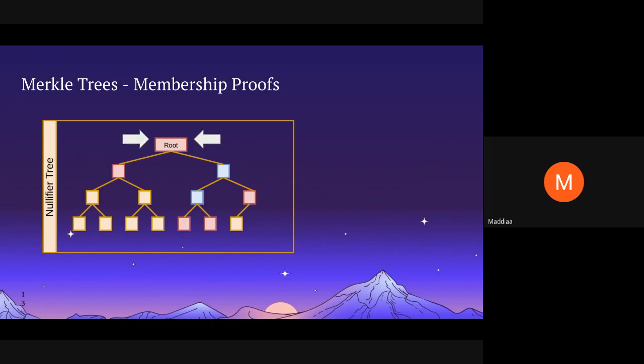And that is how, if I can recalculate the root of the tree, then I can, with 100% confidence, or pretty close to it, confirm that the value that I was proving exists within the tree.